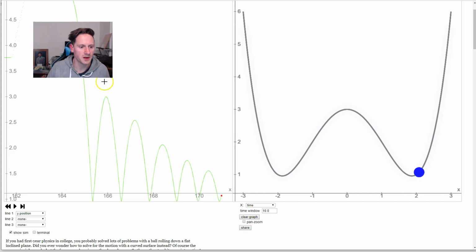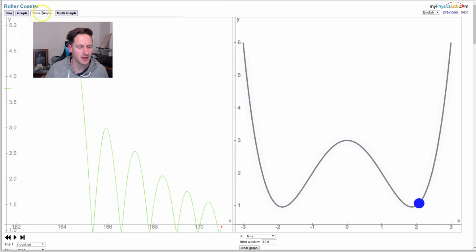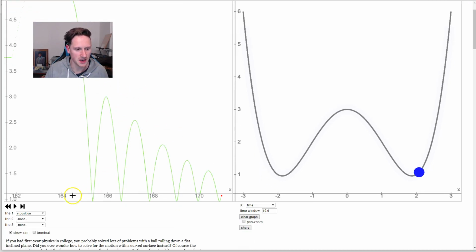Now what we're going to do is the tab up the top. I was here on sim, we're going to click on time graph. And basically that's going to help us to collect some data. Now down here we've got line 1, line 2, line 3.